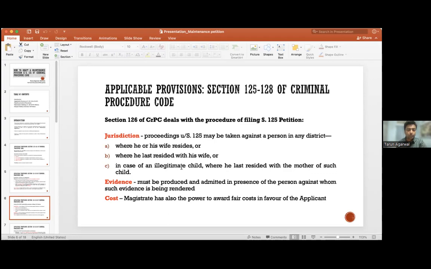Now in that case, if that woman decides to file this application and seek maintenance, then the first question that comes to mind is where she can file that application. Should she file it in Punjab, from where she belongs? Should she file in the concerned court of Delhi, where she was married? Or should she file it in Jaipur, where she is currently residing? So all these questions are answered in section 126 as to which court will have the jurisdiction.